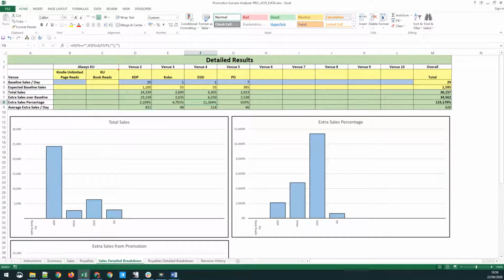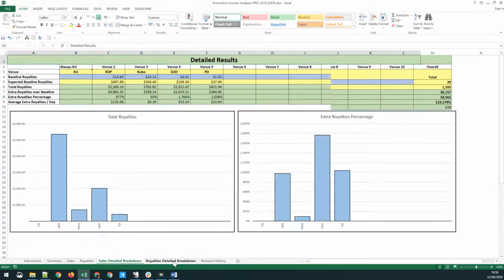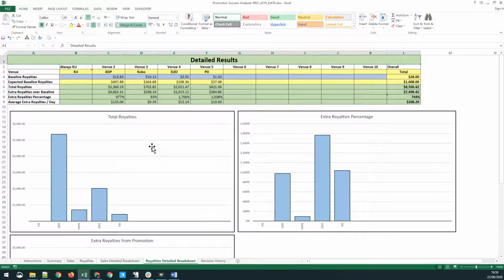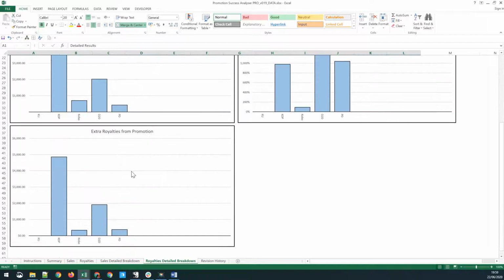The page that I think really starts to come in is the royalties. So here, just looking at the charts, you can see where your extra royalties have come from. So we have really made nearly $5,000 extra royalties from KDP, and through D2D nearly 2,000. So that would probably mostly be Apple for me and some Nook. Kobo's not done as well as I might have hoped, actually.